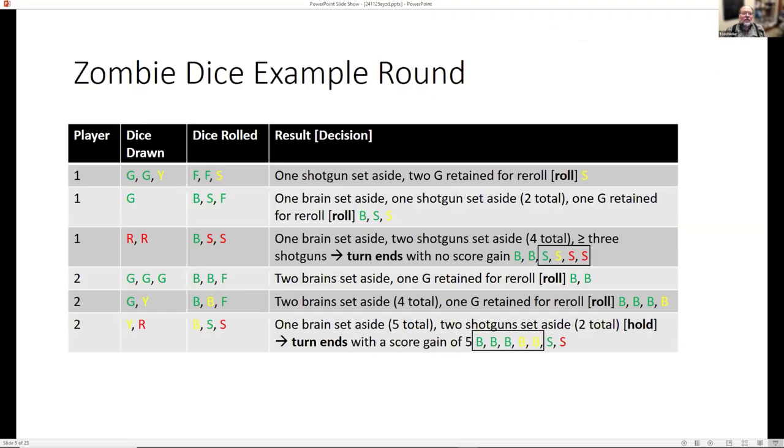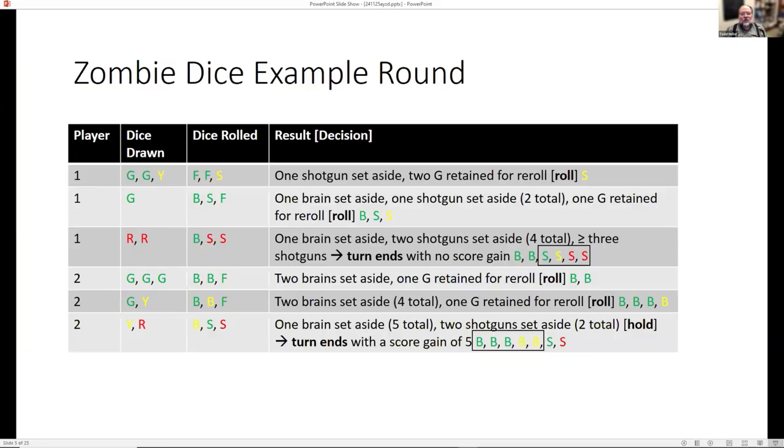So in this example round, a player uses the dice cup not to roll all the dice, but to draw 3 dice at random. In this case, we have a green and a yellow drawn, and these are rolled as footprint, shotgun. Now, shotguns and brains are set aside after a roll. 1 shotgun is set aside, and the 2 green footprints are retained.